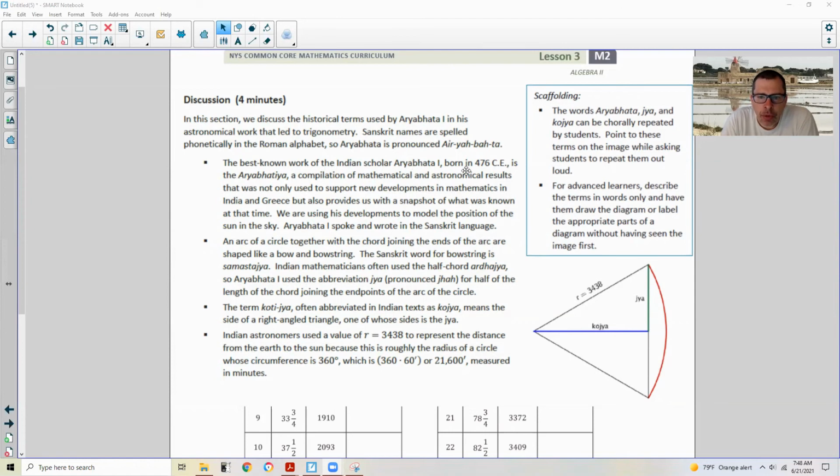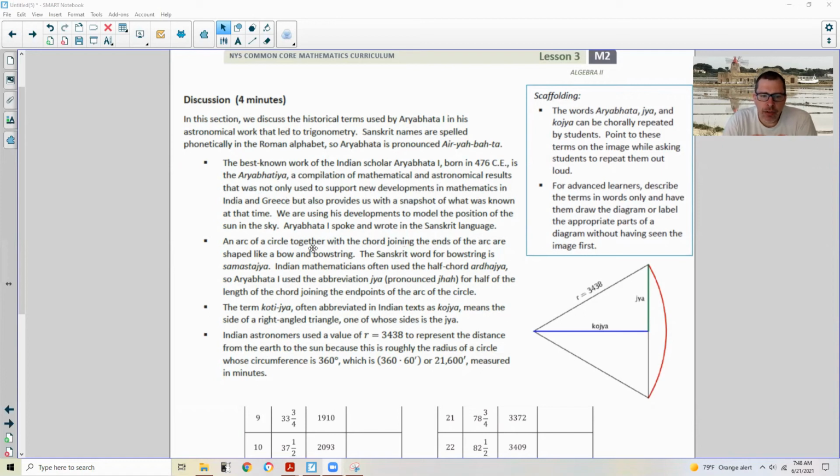The best known work of the Indian scholar Aryabhata the first, born in 476 CE, is the Aryabhatiya, a compilation of mathematical and astronomical results that was not only used to support new developments in mathematics in India and Greece, but also provides us with a snapshot of what was known at that time. We're using his developments to model the position of the sun in the sky. Aryabhata the first spoke and wrote in the Sanskrit language.